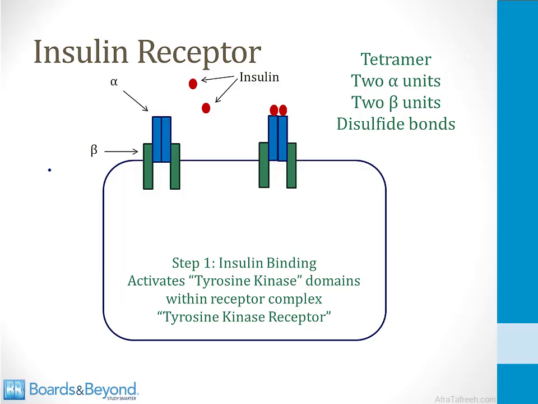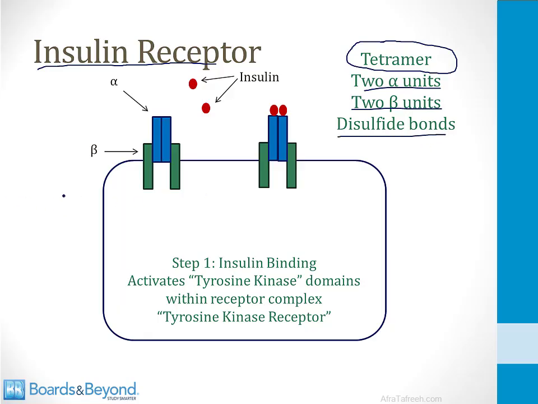Now we're going to talk about how the insulin hormone exerts its effects when it reaches target cells. And in order to understand that, we need to understand how the insulin receptor works. The insulin receptor is a tetramer. It's made up of 4 pieces. There are 2 alpha units and 2 beta units joined by disulfide bonds.